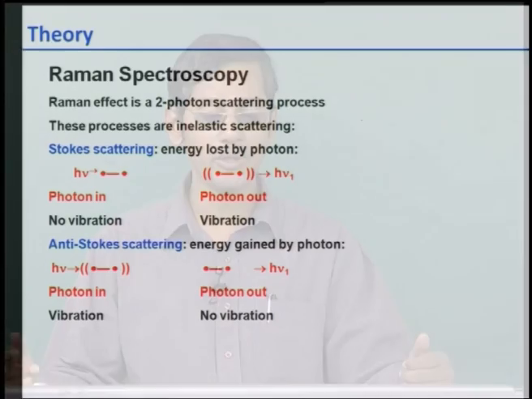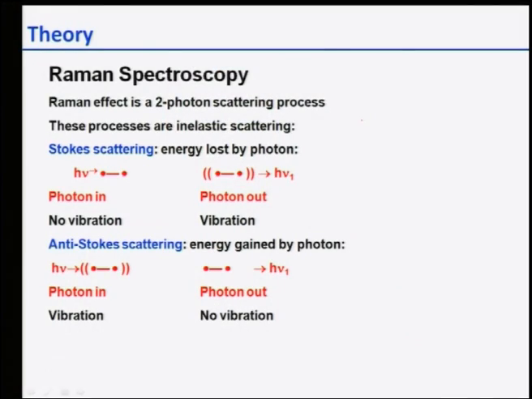If I have to tell you in one sentence, the Raman effect is a two photon scattering process. It is no longer a single photon scattering process. And these processes are all inelastic scattering type. So, the first thing we need to talk about is Stokes scattering. And Stokes scattering is always inelastic scattering because energy is lost by the photon.